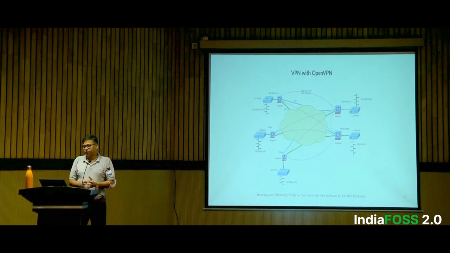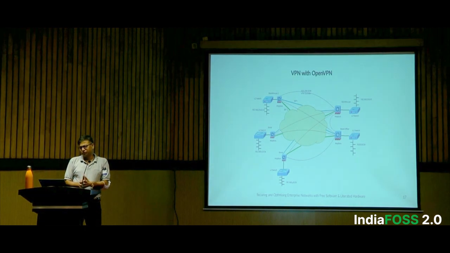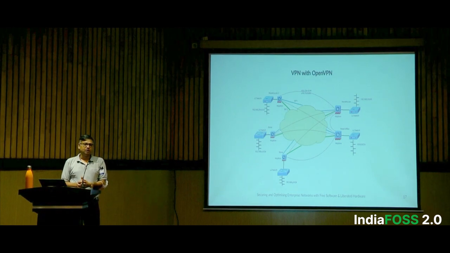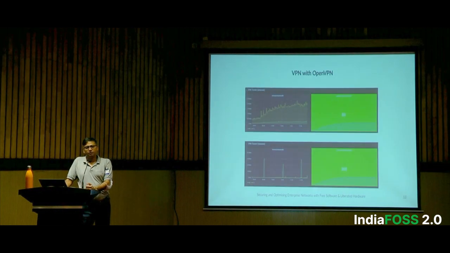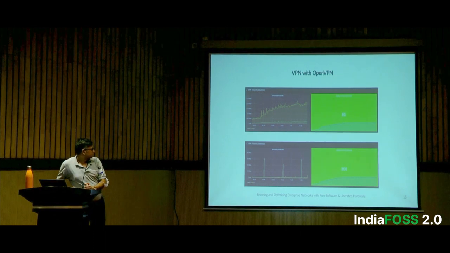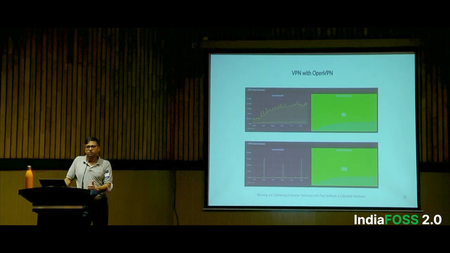Now, let's come to connecting all their locations. So OpenVPN is a very mature VPN software available, and it's very simple. It's simple in the sense that you do not have to configure a lot of things on the client. You can push the configuration from the server. So we still depend on OpenVPN. And these stats are quite old, but the largest network that we support as of now has more than 400 locations.